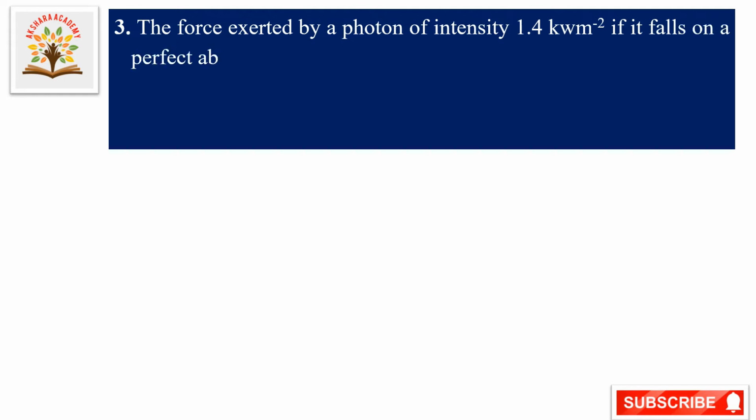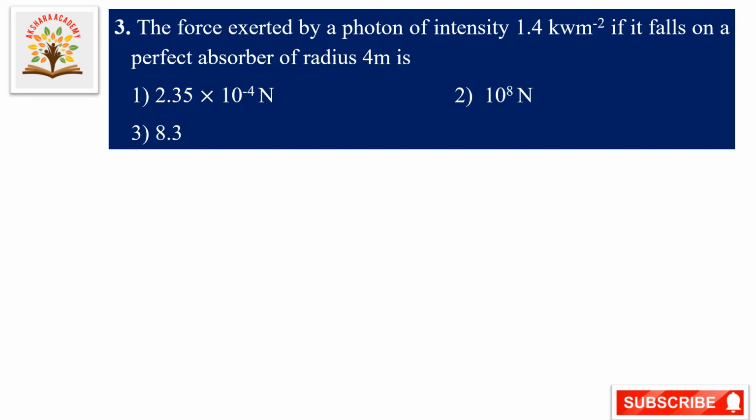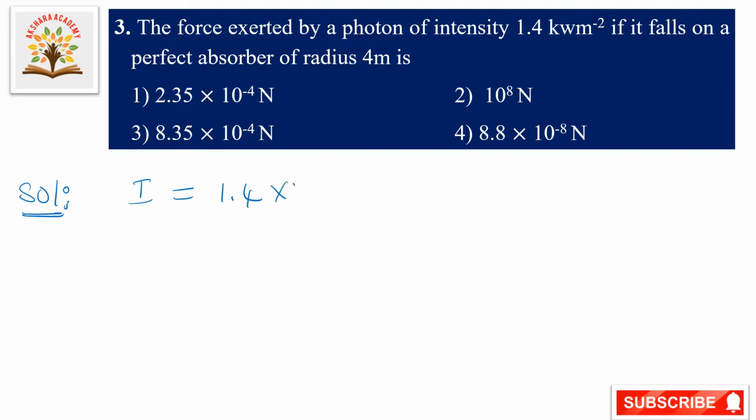In this question, they given intensity I is equals to 1.4 kilowatt meter to the power of minus 2, and the radius they given as 4 meters. Now let us go to the solution. I is equals to 1.4 into 10 cube watt meter to the power of minus 2. Radius r is equals to 4 meters.